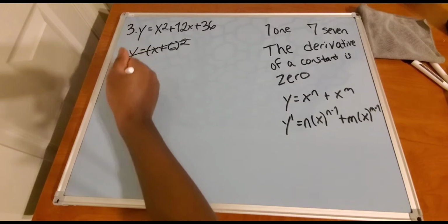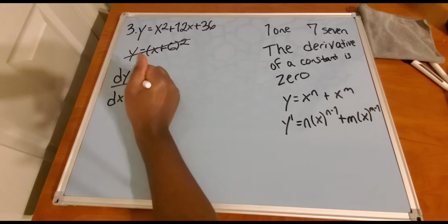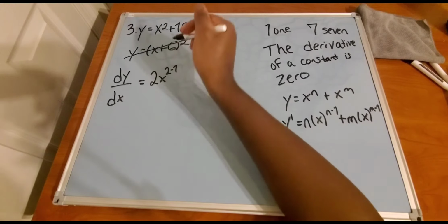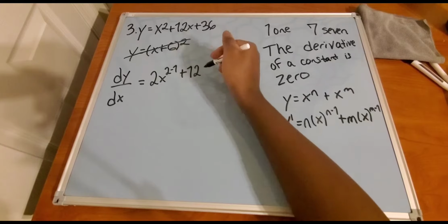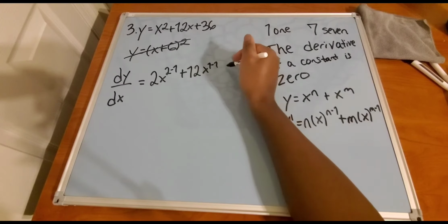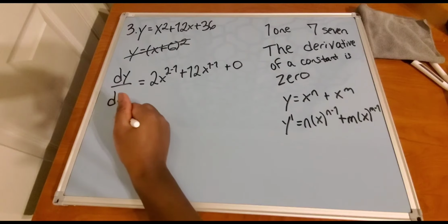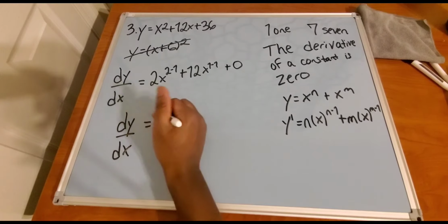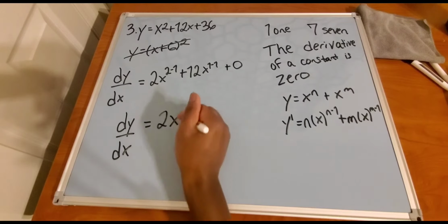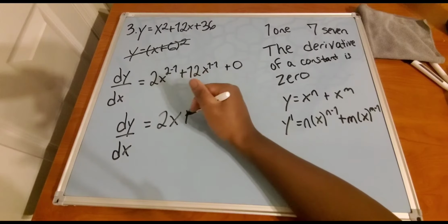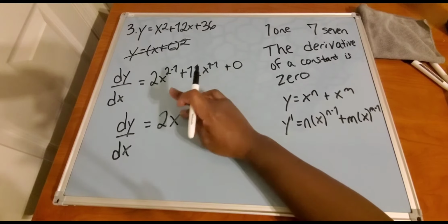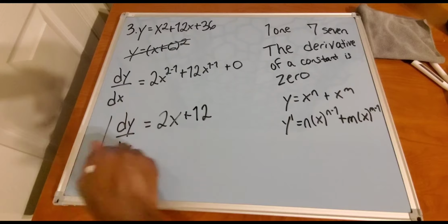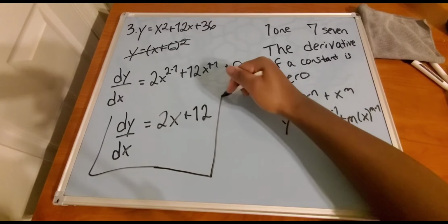So the first derivative of y with respect to x will be equal to 2x to the 2 minus 1 plus 12x to the 1 minus 1 plus 0. Which means the first derivative of y with respect to x will be equal to 2x plus 12 times x to the 0. Well, anything to the power of 0 is 1. So plus 12 and plus 0. But I'm not going to write the plus 0. So this is our final answer.